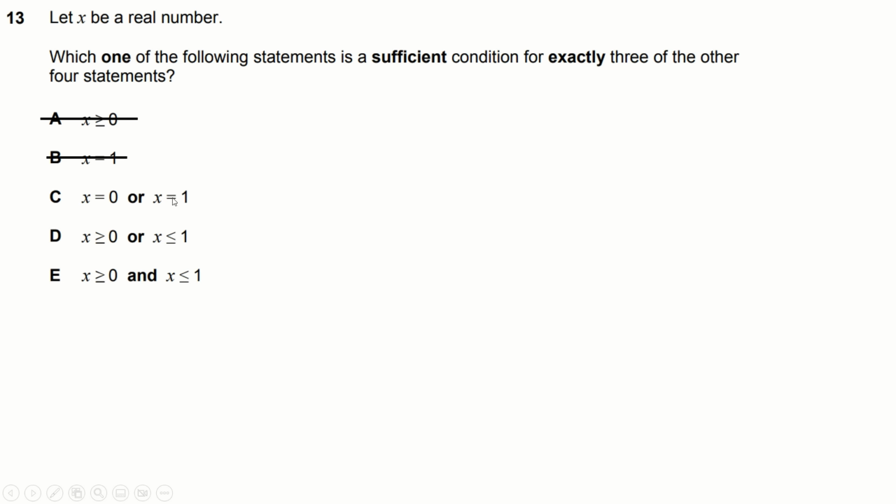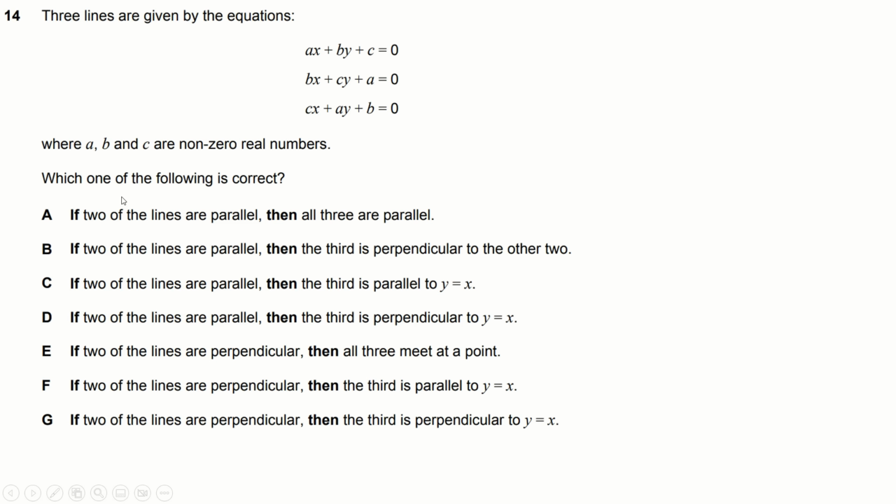If x equals 0 or x equals 1, that's sufficient to conclude that x is bigger than or equal to 0. It's not sufficient to conclude x equals 1, because x could equal 0 instead. It's sufficient to conclude either of these things, and it's also sufficient to conclude both. So that is 3 things in total. This one, and this one. So that's going to be C is our answer.